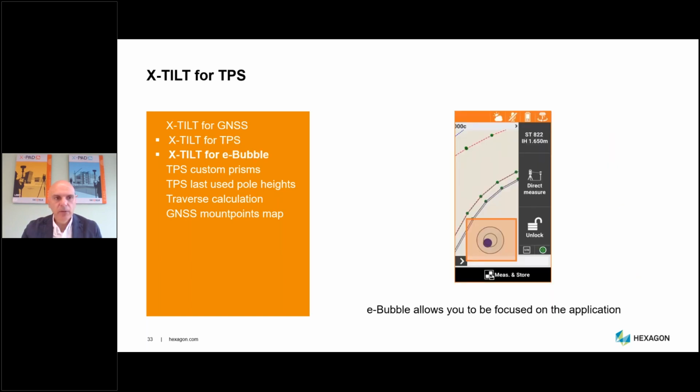But X-Tilt is also used for a virtual bubble, for electronic bubble that we display on the screen of the software. So this means that you can keep focused yourself on the application, instead to continuously switch from the software and the physical bubble. You have a replication of the physical bubble directly in the software, and you can use this. And consider that the software can be configured to not store measurements when it is out of level.